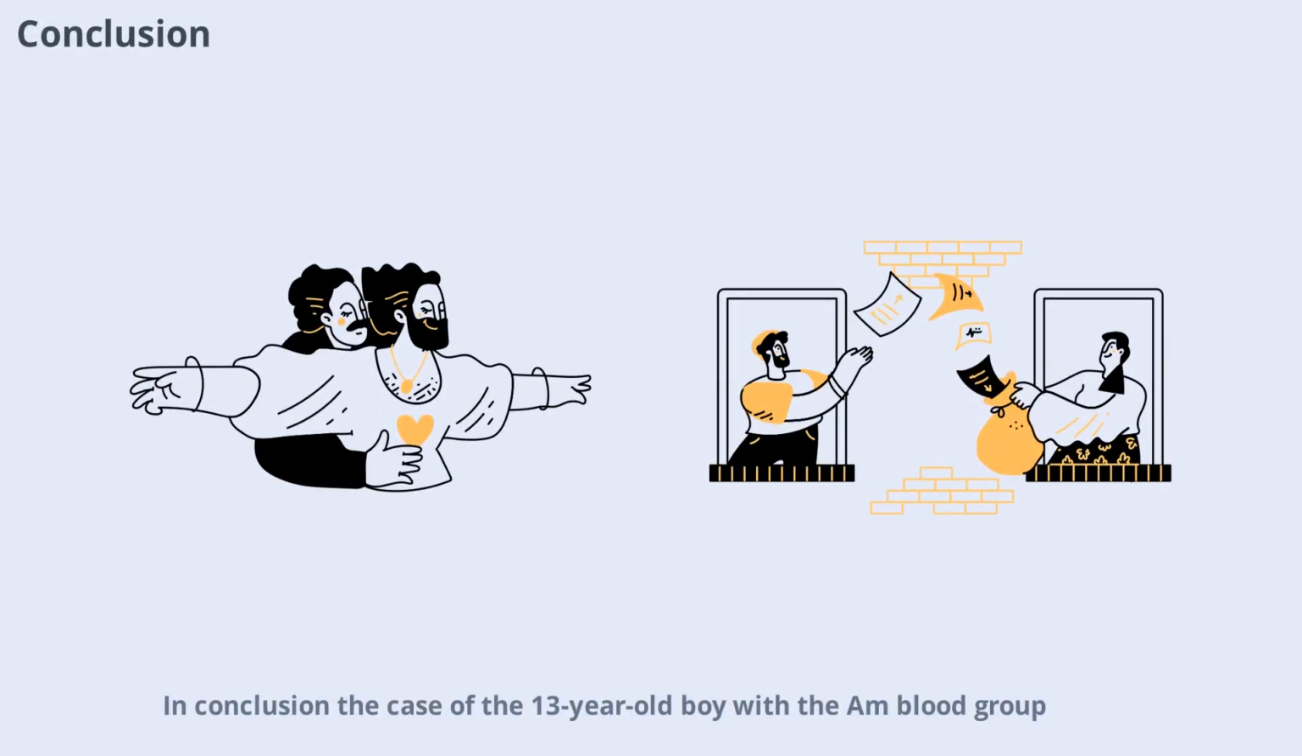Conclusion: the case of the 13-year-old boy with the AM blood group subtype illustrates the importance of comprehensive diagnostic approaches in transfusion medicine. Through teamwork, advanced testing, and family involvement, the medical team was able to provide safe and effective care. This case serves as a valuable example for clinicians, laboratory staff, and researchers alike.